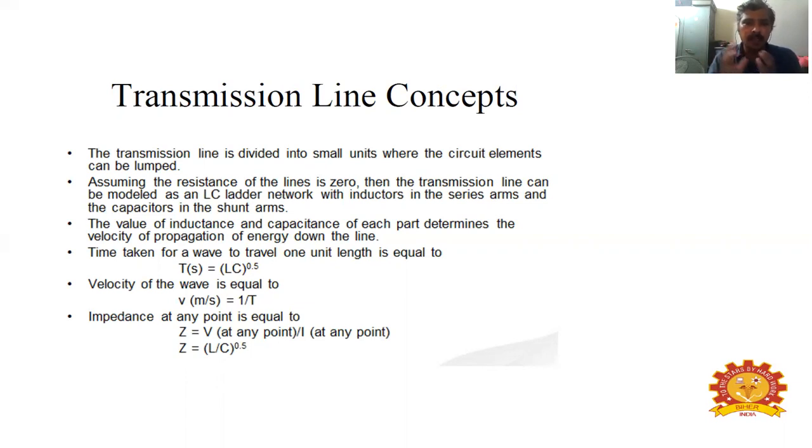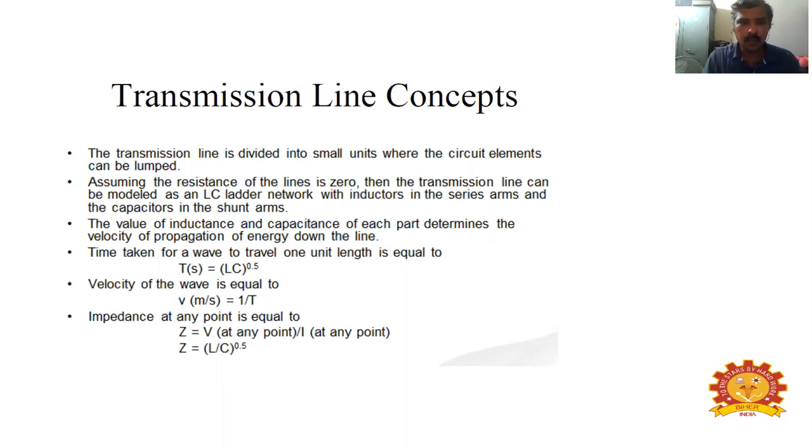By determining the value of the inductance and capacitance, the velocity of the propagation of energy down the line can be found out. Time taken for a wave to travel 1 unit length is T in seconds, equal to root of LC, that is LC to the power 0.5. Velocity of the wave is given in meters per second as V is equal to 1 by T, where T is equal to root of LC.